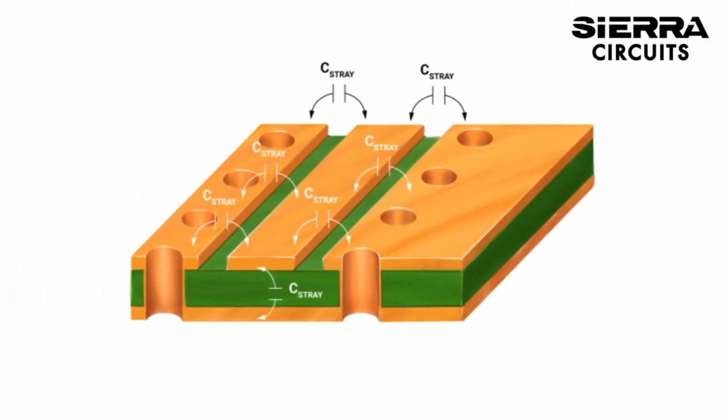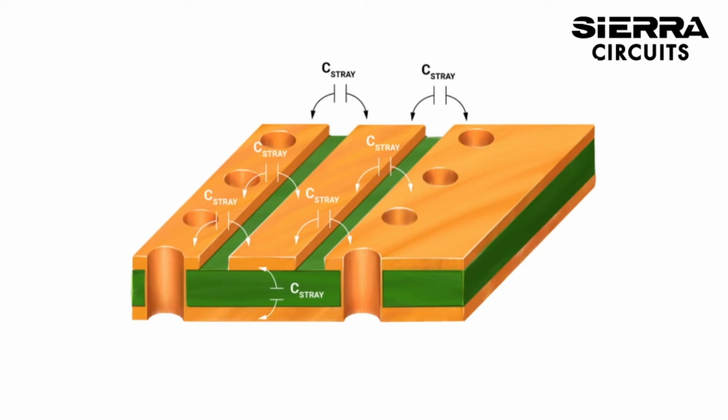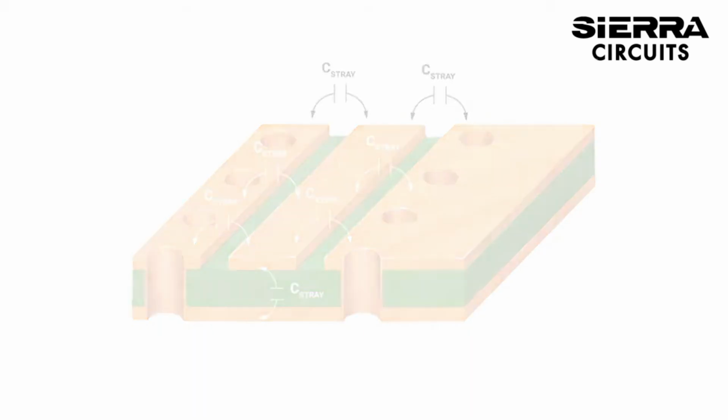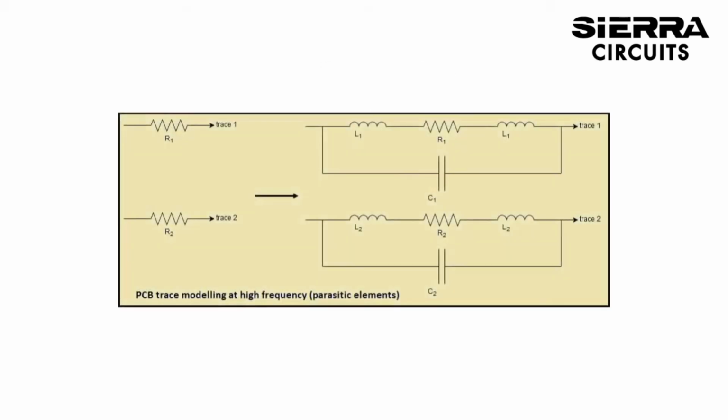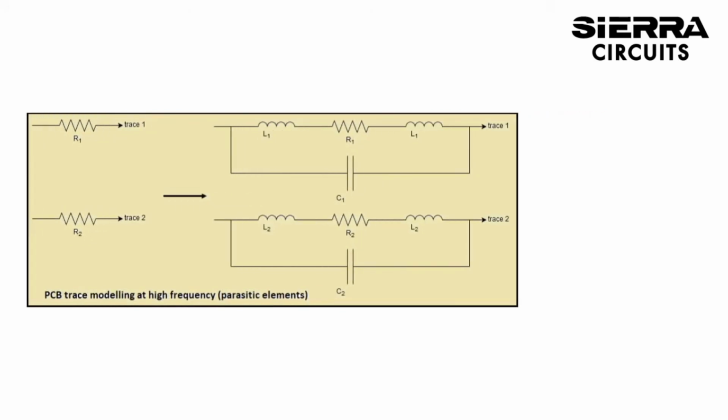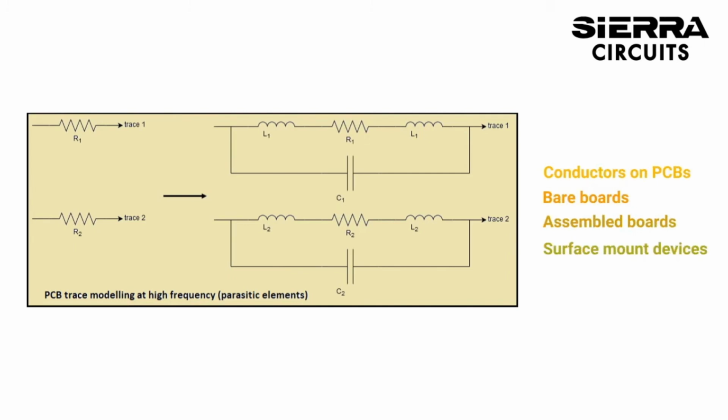PCB traces, along with dielectric materials, form a capacitor, resulting in an unwanted parasitic capacitance, or stray capacitance effect. This effect is prominent in high-frequency boards. Parasitic capacitance can exist between conductors on PCBs, bare boards, assembled boards, and within component packages, especially surface mount devices.